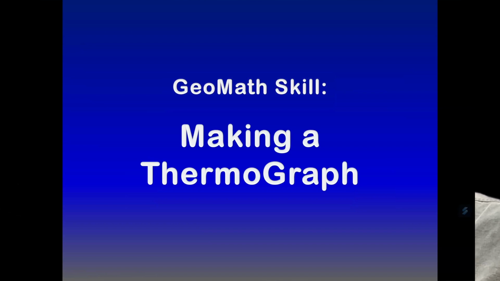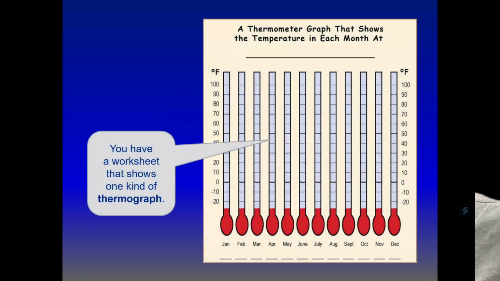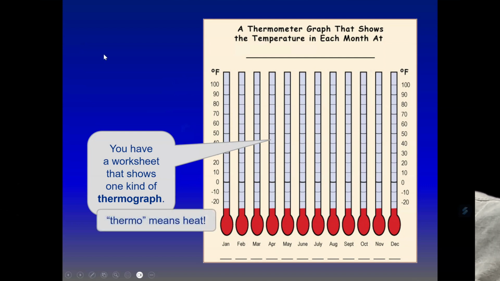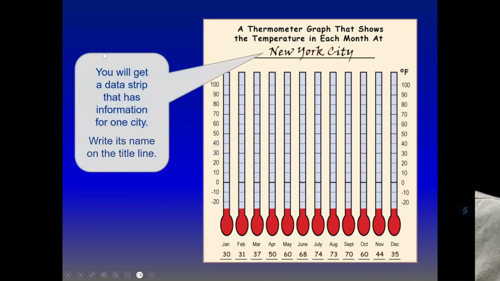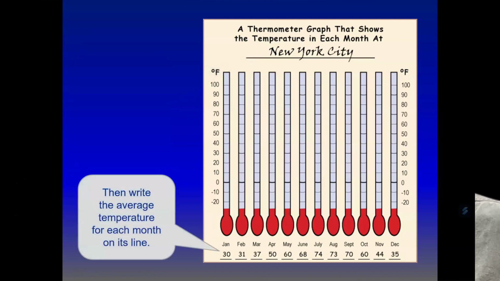So the presentation is about making a thermograph. Thermal meaning heat, or temperature graph, or just thermometer graph. And we've got a worksheet that shows one kind of thermograph. The first step in making a thermograph like this is to write down the numbers that you had. In this case, we're looking at the temperature each month in New York City. So we write that up at the title, and then we put the numbers down at the bottom.